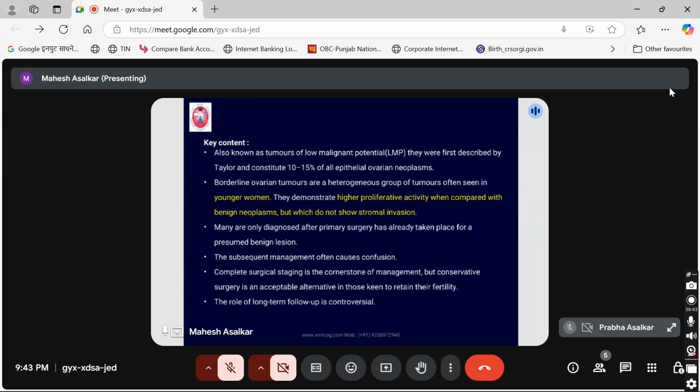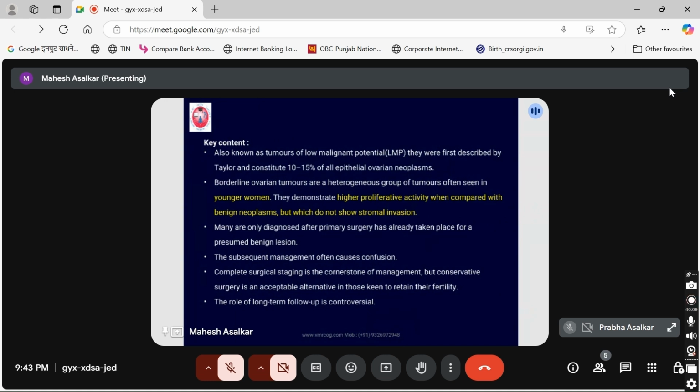Borderline ovarian tumors are a heterogeneous group of tumors often seen in younger women. They demonstrate higher proliferative activity when compared with benign neoplasms, but they do not show stromal invasion. So what are the characteristics of borderline ovarian tumor? One, they are seen in younger patients. They have higher proliferative activity than the benign tumor, but they do not have stromal invasion like a malignant tumor.